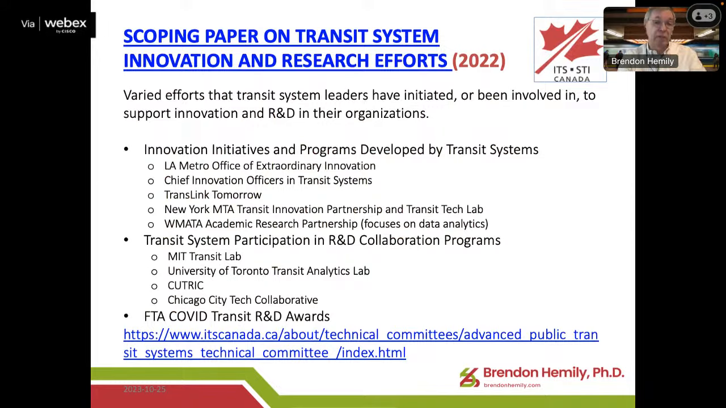I know two of these efforts are going to be represented in the meeting this afternoon. There's also been transit system participation in R&D collaboration programs. And T-Transit Lab has been around for a long, long time. I'm part of the U of T's Transit Analytics Lab, TAL, and others as well. The FTA had a COVID transit research program. I don't know how that's gone. I should sit back and look at it, but again, it was specifically aimed at trying to stimulate research.